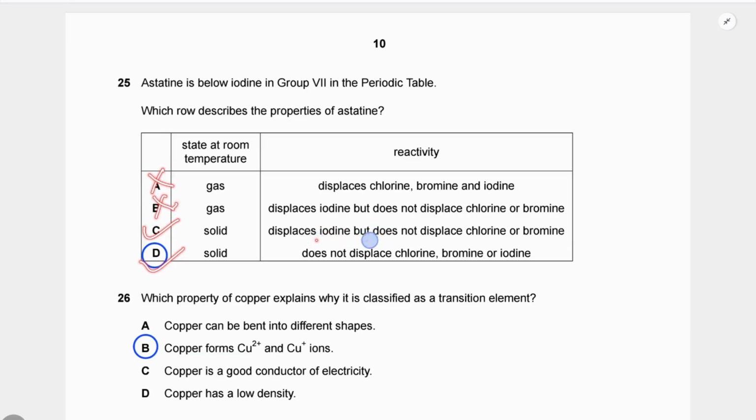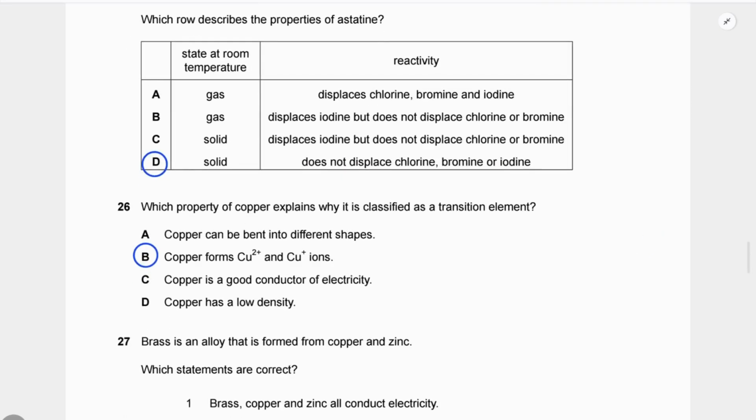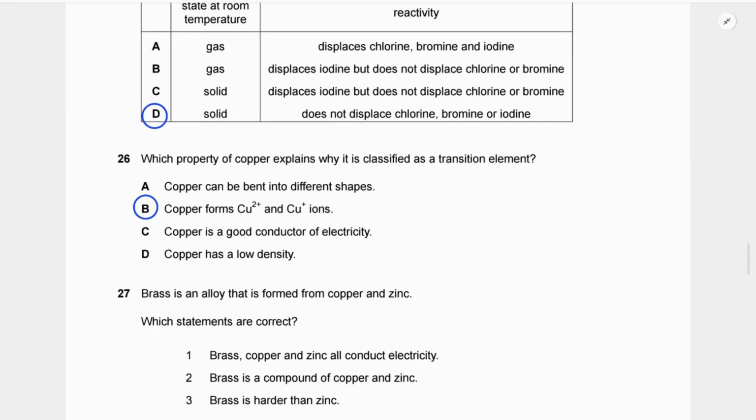Now, displaces iodine but does not displace chlorine or bromine, which is incorrect. It does not displace chlorine, bromine, or iodine. Yes, because it's less reactive. Fluorine is the most reactive in the group, and astatine is the least. So it cannot displace chlorine, bromine, and iodine. So the correct answer is D. 26. Which property of copper explains why it is classified as a transition element?